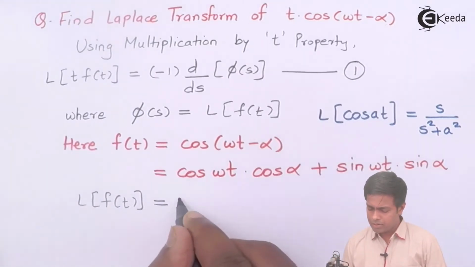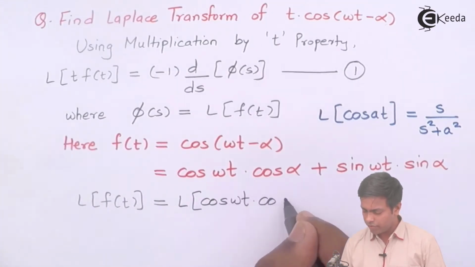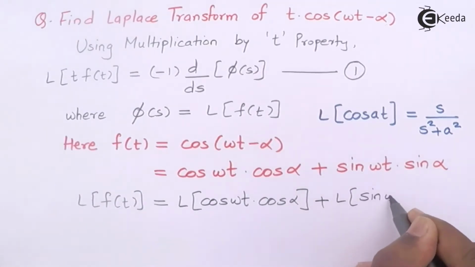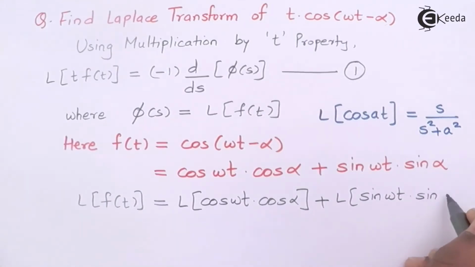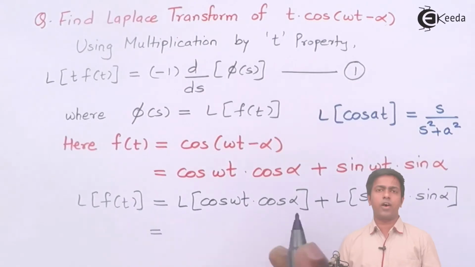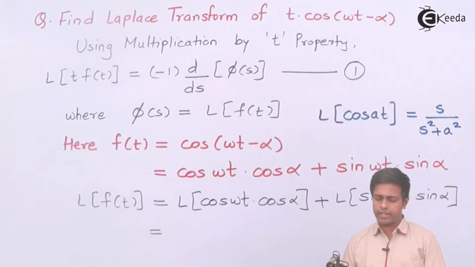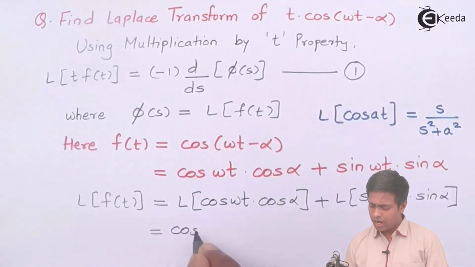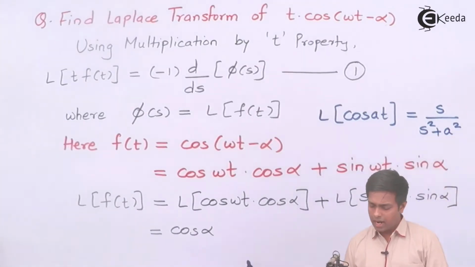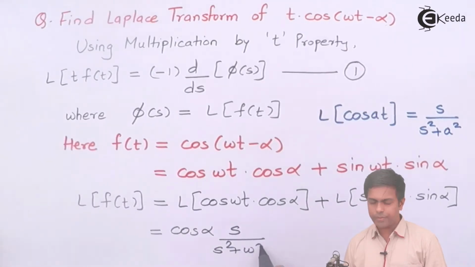So that will become Laplace of cos of omega t into cos of alpha plus Laplace of sine of omega t into sine of alpha. Now guys, in the first term, cos of alpha does not have any t, so that will be considered as constant. So I'll take that constant outside and we will just get Laplace of cos of omega t, and now I can apply this property and it will be s upon s square plus omega square.